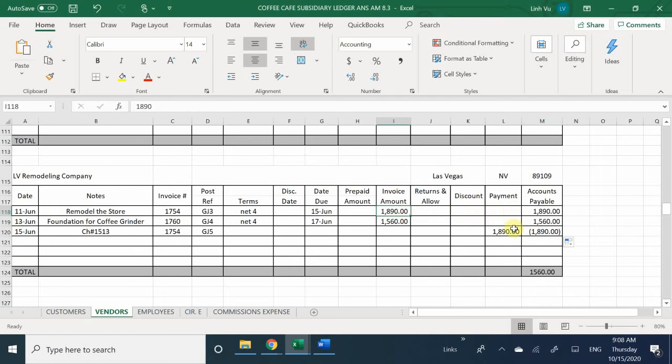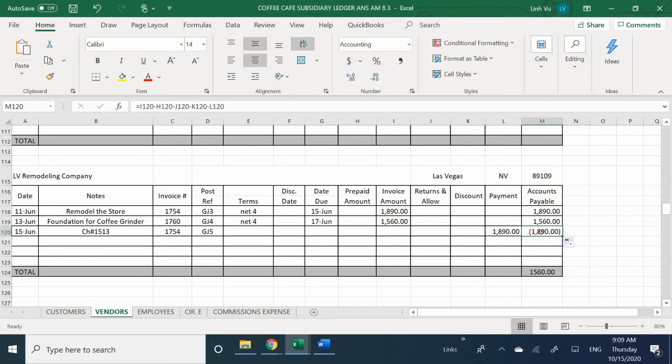Okay, so if we didn't have that, let me undo that. Control Z. If I don't have that right now, I currently owe a total of 3,400, right? In my accounts payable from my first one right here, it says that I owe 1890. Because I'm making the payment, I'm going to create a negative number to reduce my total of accounts payable. Do you see how that happened?